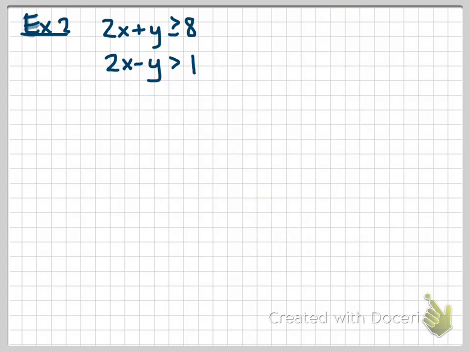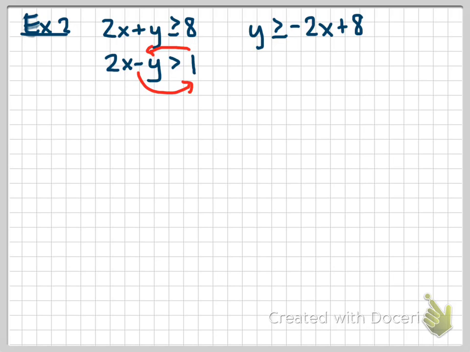Okay, example 2, 2x plus y is greater than or equal to 8, and 2x minus y is greater than 1. In order for us to graph it, we need to make them y equals. So we'll start with the first one. We're going to bring the 2x to the other side. So that's y is greater than or equal to negative 2x plus 8. And on the second one, I'm going to bring the minus y to the right side. That makes it positive y. I'm going to take the 1 to the left side. That makes that negative 1.